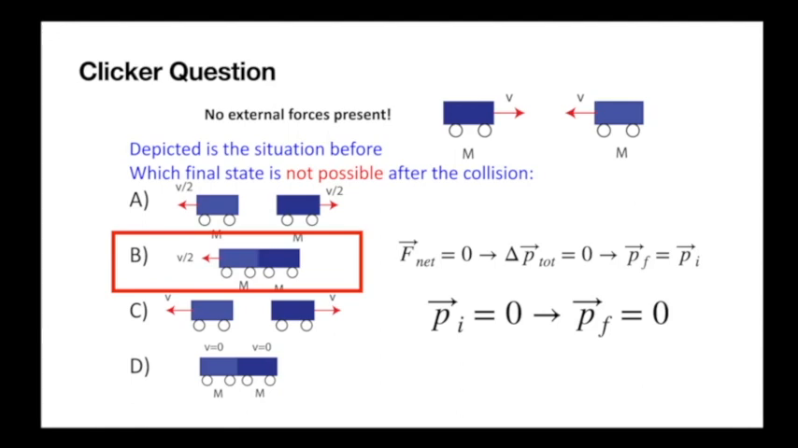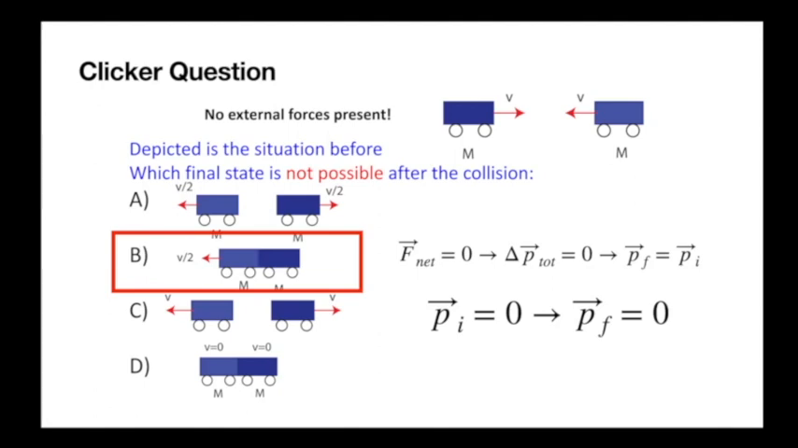So for A, we have two carts with, again, still the same mass, and they're moving now in opposite outward directions at a speed of v over 2. But the velocities are equal and opposite, which adds to 0, right? We get negative mv over 2 plus mv over 2. We get 0. That's fine. So that just means they collided, and then they bounced off each other, and now they're moving a bit slower. That's fine. We'll skip B because we know it's right.